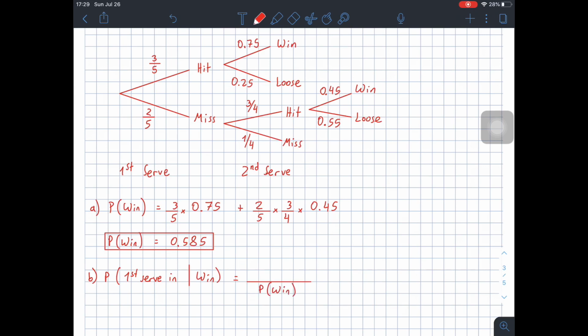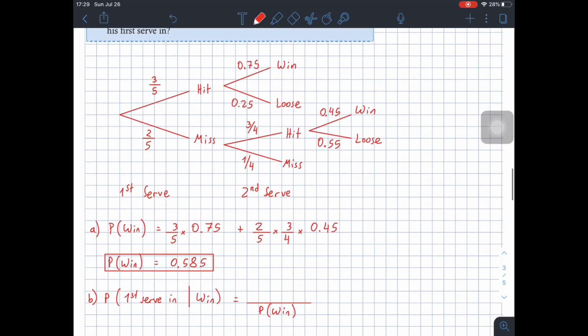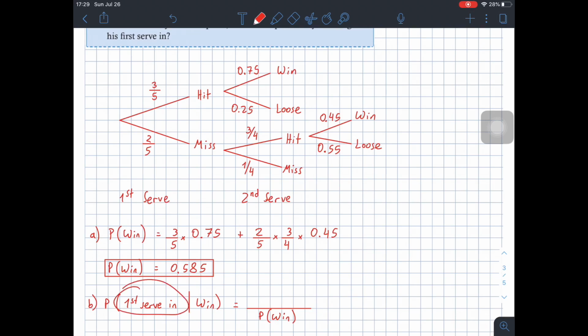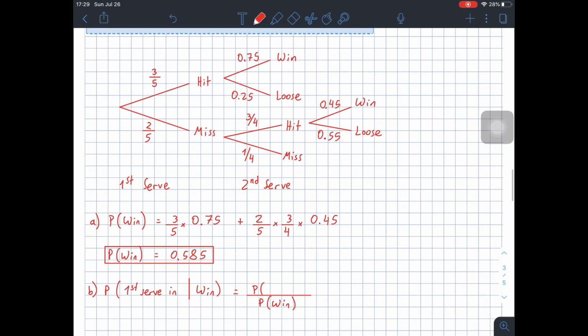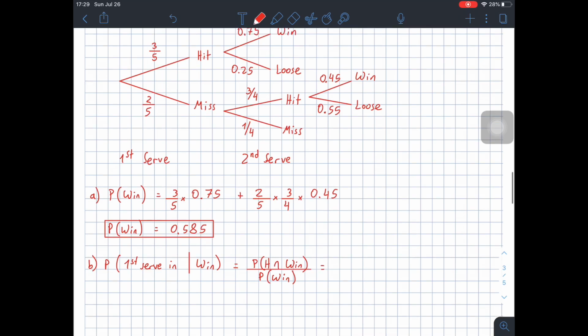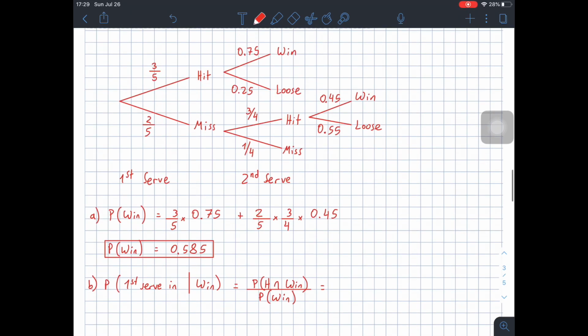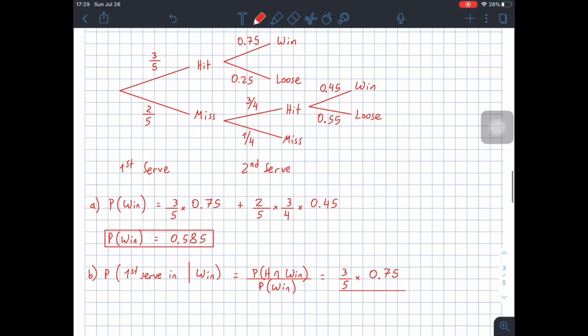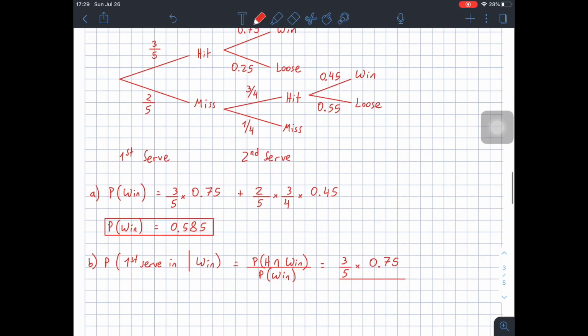And in the numerator, we're going to have the only path in which he gets the first serve in and wins, right? Which is this part over here. So I'm going to write this as probability of hit and win, basically. So if we fill in this with values, we're going to get 3 out of 5 times 0.75, and all of this is being divided by the probability of winning, which we found in the previous item, which is 0.585.